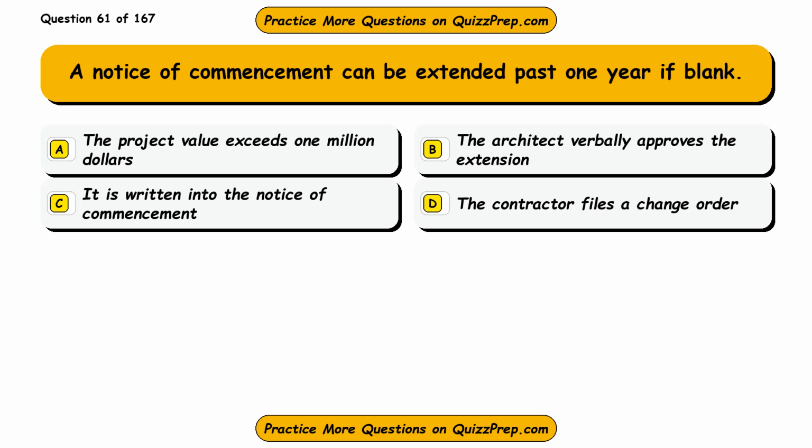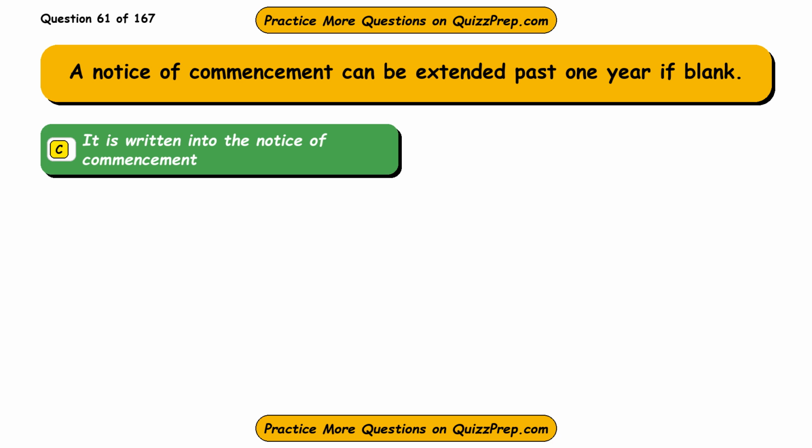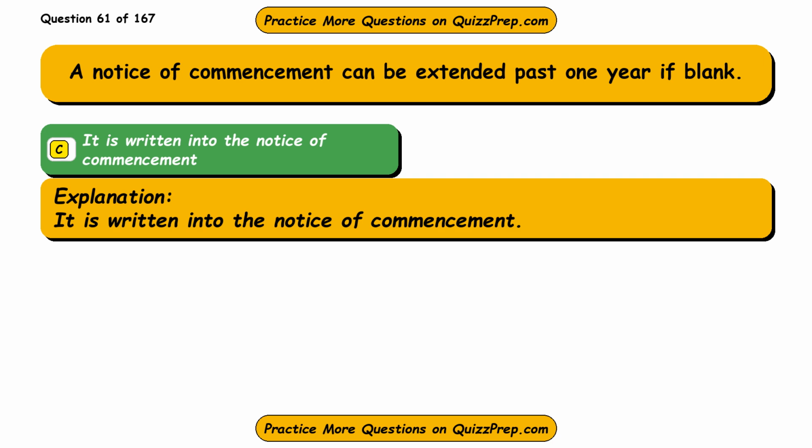Question 61. A notice of commencement can be extended past 1 year if blank. Option A, the project value exceeds $1 million. Option B, the architect verbally approves the extension. Option C, it is written into the notice of commencement. Option D, the contractor files a change order. The correct answer is option C, it is written into the notice of commencement.